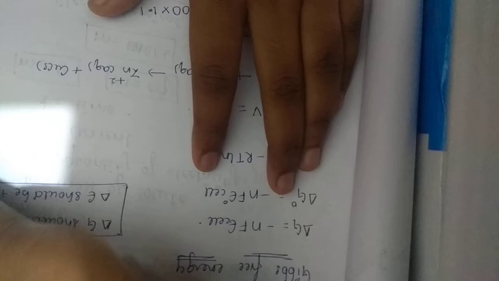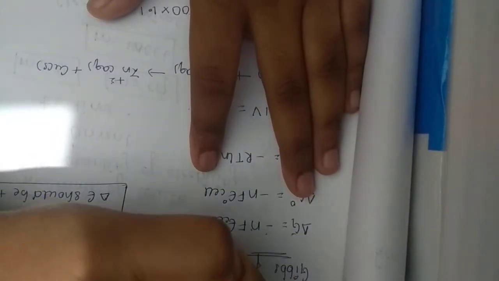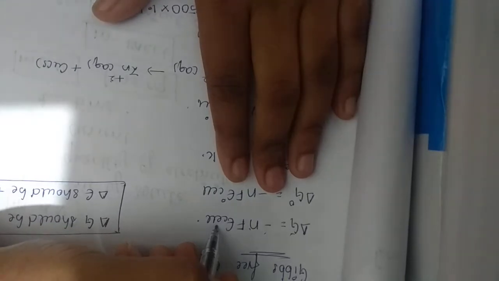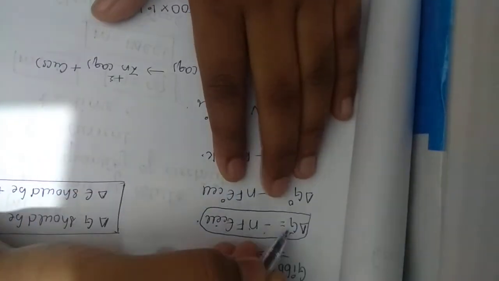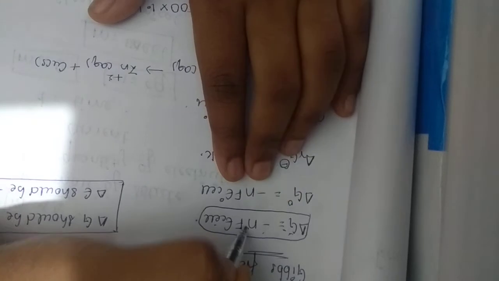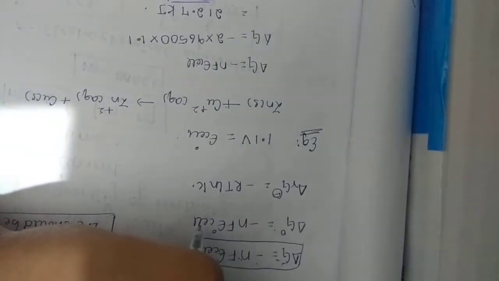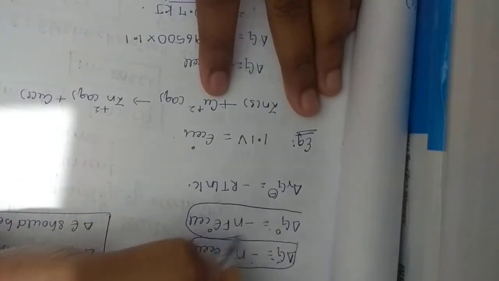So what is Gibbs free energy? Delta G is minus nFE cell. Just remember this. This is the Gibbs free energy formula. Delta G is equal to minus nFE cell. Now delta G naught is equal to minus nFE naught cell.